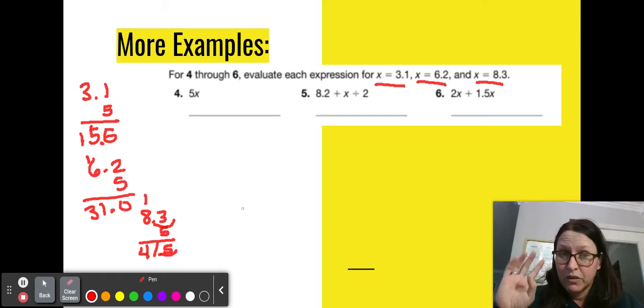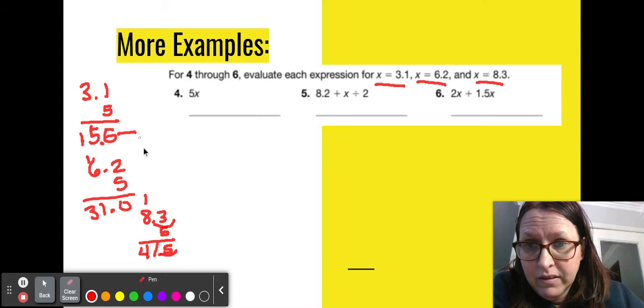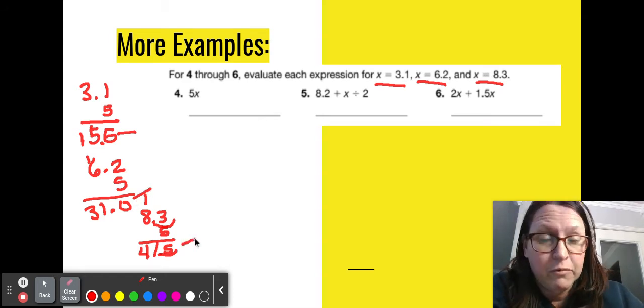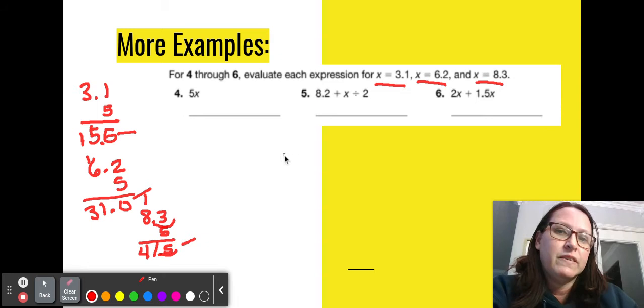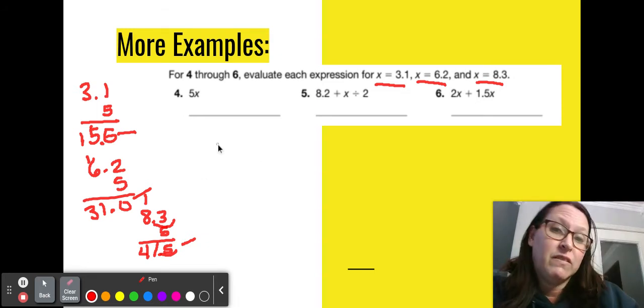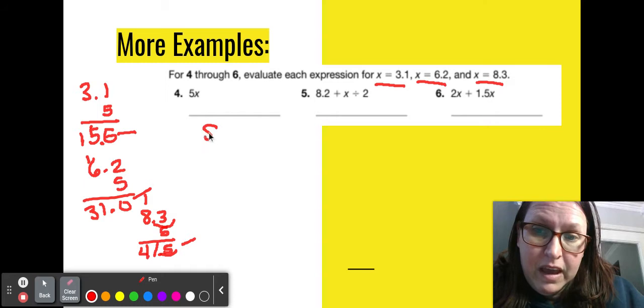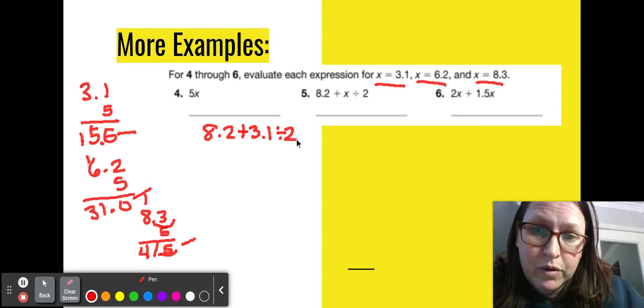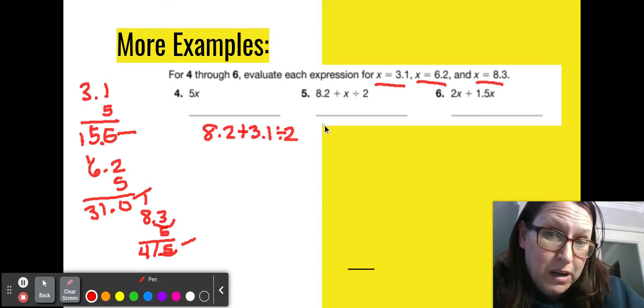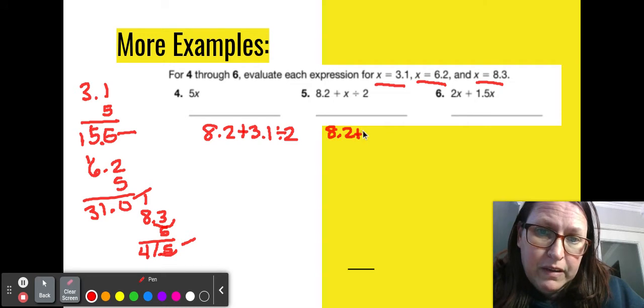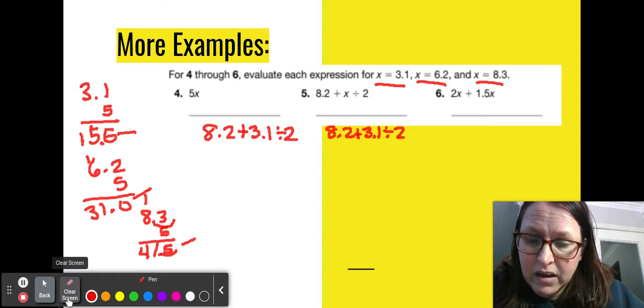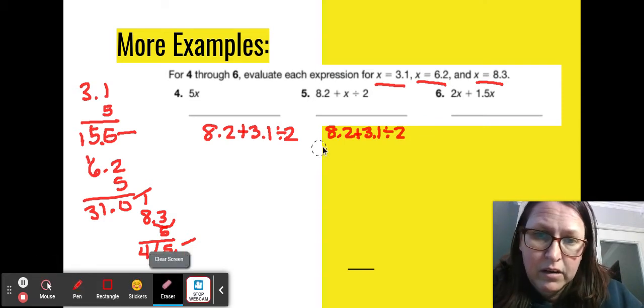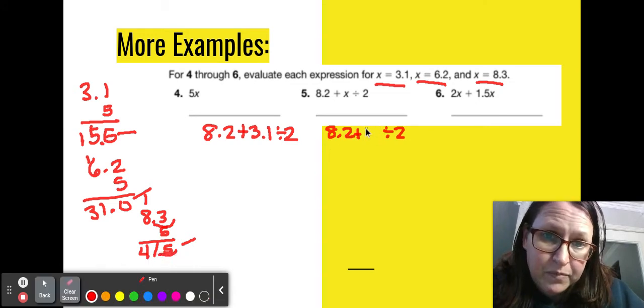So with number 4, I have 3 different answers. I have 15.5, I have 31.0, and I have 41.5. Now let's look at the next one. Number 5, I've got to solve it 3 times. So 8.2 plus 3.1 divided by 2. Let me write it the 3 times. 8.2 plus 3.1 divided by 2, except this is supposed to say, just a minute, that is supposed to say 6.2.